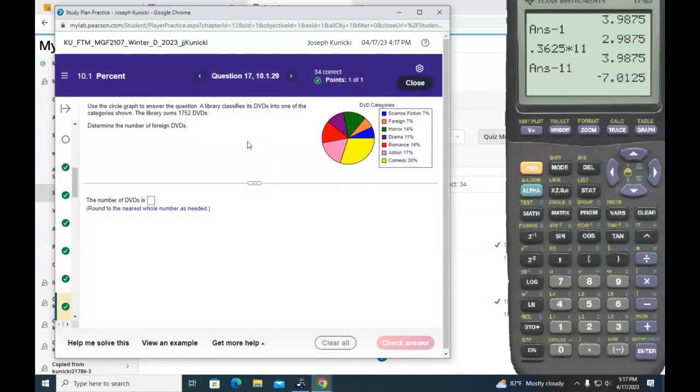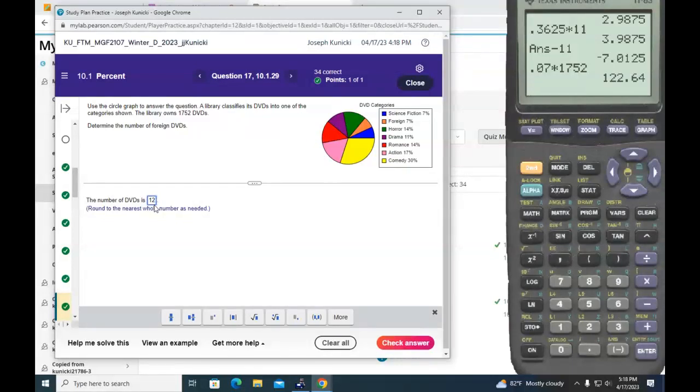And then these are changing percentages to, well, let's read it. The circle graph has the different classifications of DVDs. So the whole shooting match, there's 1,752. That's your denominator. And you want to know how many are foreign. The foreign is 7%. So 7% of 1,752 is 0.07 times 1,752. And it says round to the nearest whole number. So obviously 123 would be the nearest one.